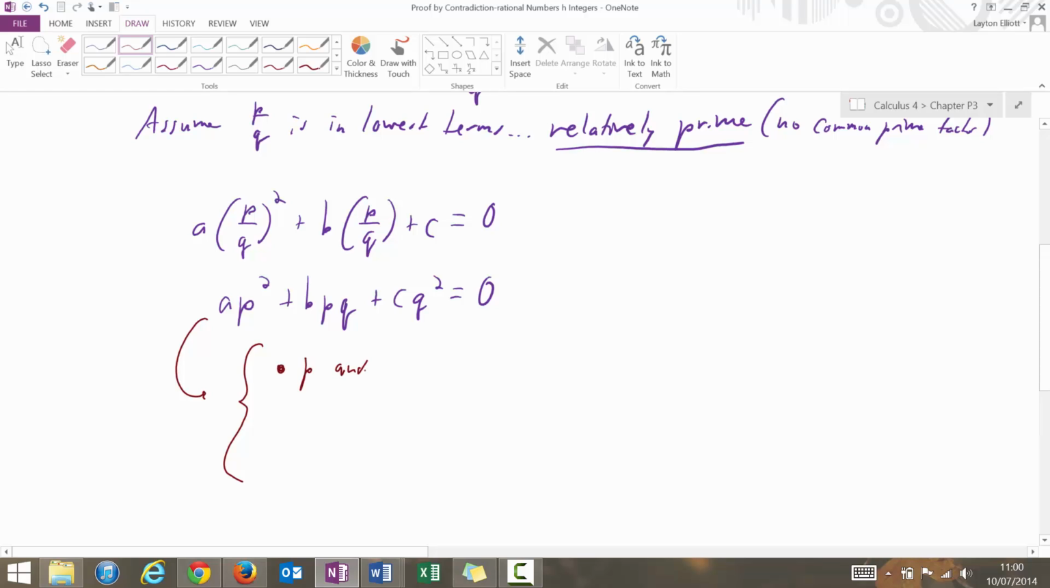If p and q are both even, then they're not in lowest terms, or they're not relatively prime. So that can't be true. So p and q can't actually both be even. Well, that's kind of obvious. So let's kind of go with p and q both odd.